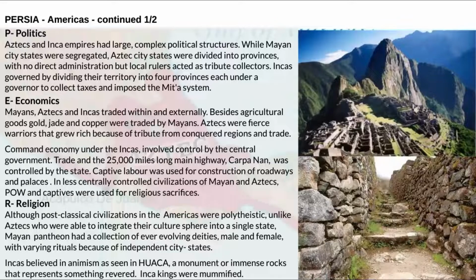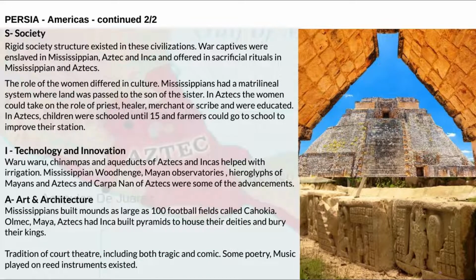Religion. Although post-classical civilizations in the Americas were polytheistic, unlike Aztecs who were able to integrate their culture sphere into a single state, Mayan pantheon had a collection of ever-evolving deities, male and female, with varying rituals because of independent city-states. The Incas believed in animism, as seen in Huaca, a monument or immense rocks that represented something revered. Incan kings were mummified.